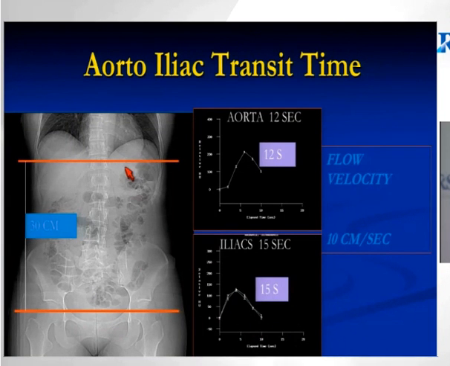Just to show you the points at which we obtain arrival times: supraceliac aorta, distal external iliac artery. Here's the arrival time at time to peak from the mini bolus at 12 seconds, time to peak in the iliac at 15. You're covering 30 centimeters in 3 seconds, and therefore the flow velocity is 10 centimeters per second, and then you can set your table speed to equal that flow velocity.